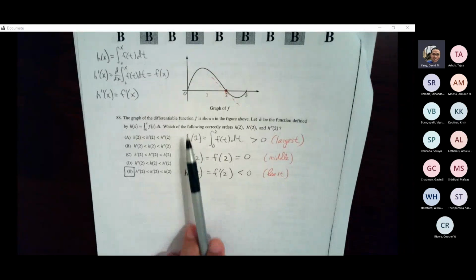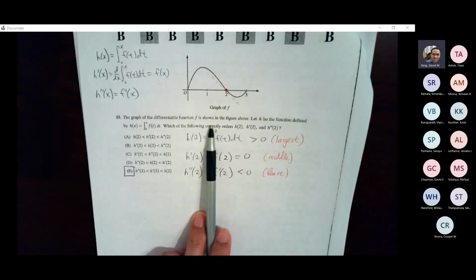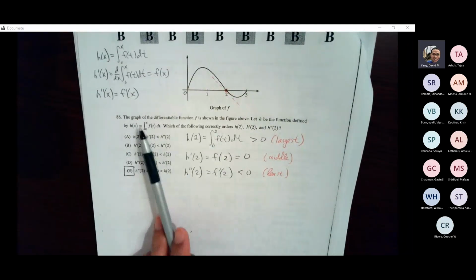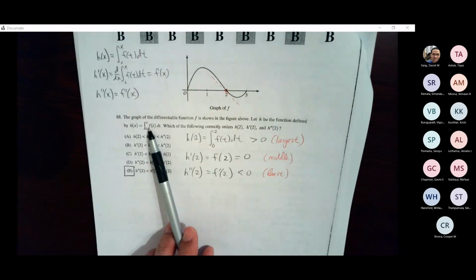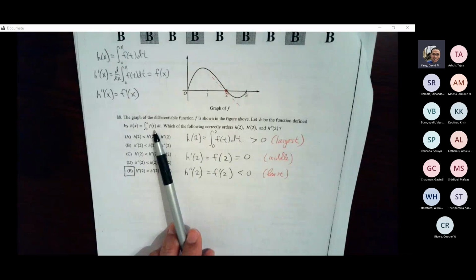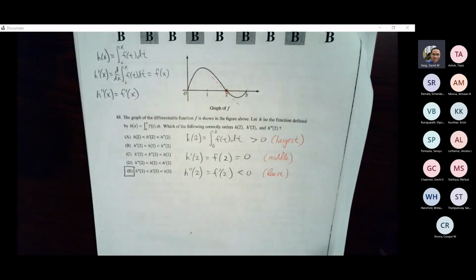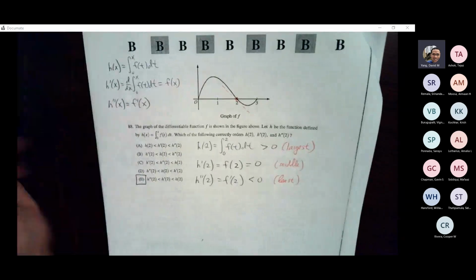Right, the graph of the differentiable function f is shown in the figure. Let h be defined by h of x, which is the integral from 0 to x of f of t dt. Which of the following correctly orders h of 2, h prime of 2, and h double prime of 2? So let's go ahead and find each of these functions here.